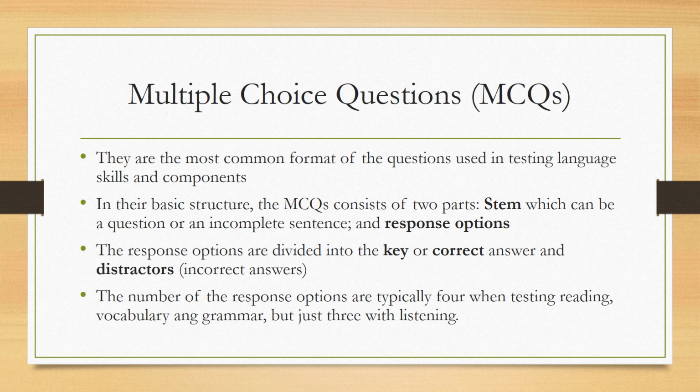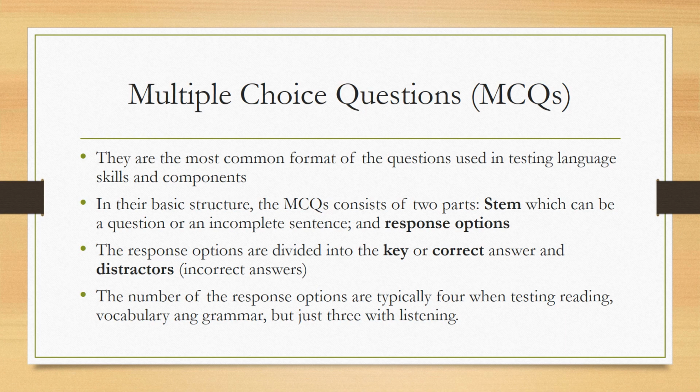These response options are going to be subdivided into two parts. One of them should be what? The key, or the correct answer, while the others are called what? Distractors, or incorrect answers.